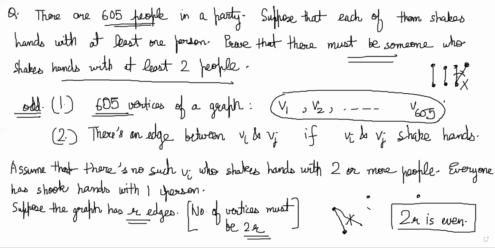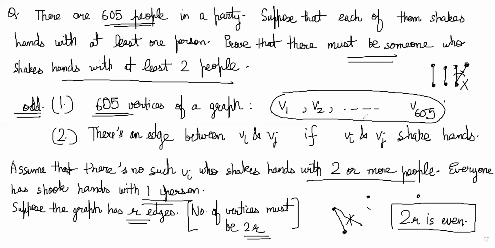Step back and pause the video for a few moments if you're not understanding the logic. Just go through it again, you will get it. It's not very difficult. We are saying that if there is no such person who shakes hands with two or more people, then that means that everyone has shook hands with one person. So if the edges were R, then at the end of the edges, the vertices will be double of that, 2R. The total number of vertices will be 2R.